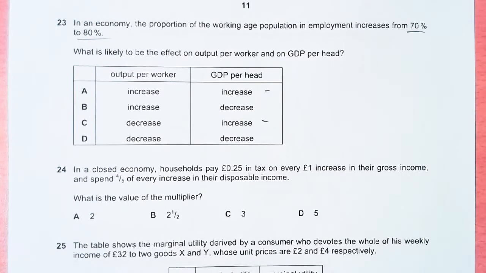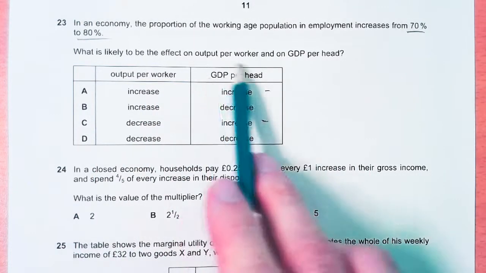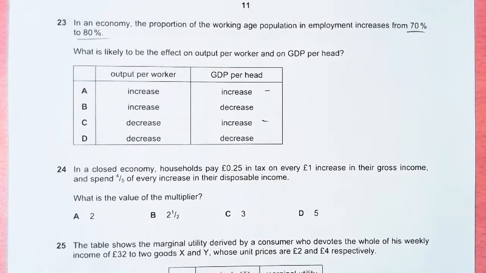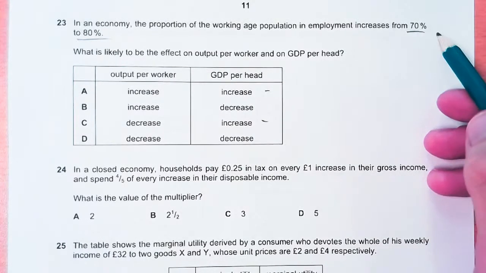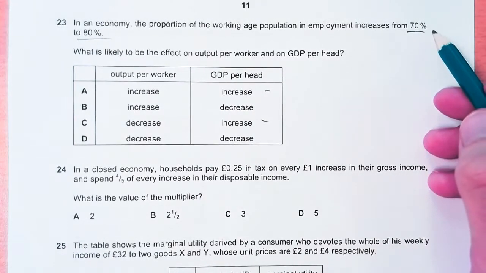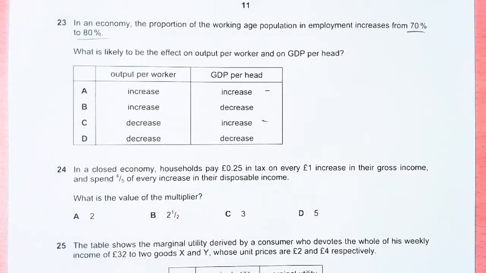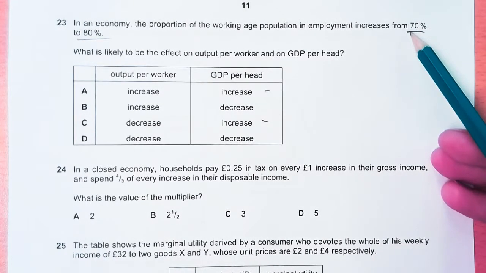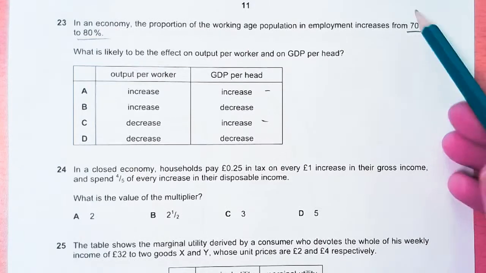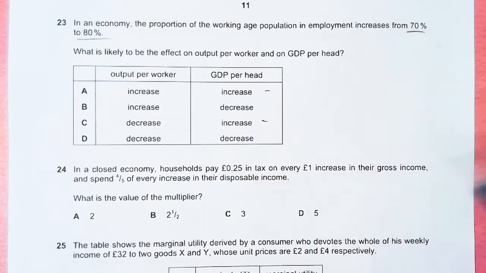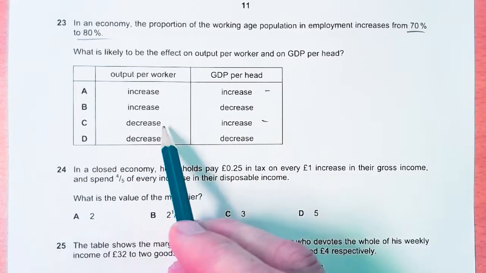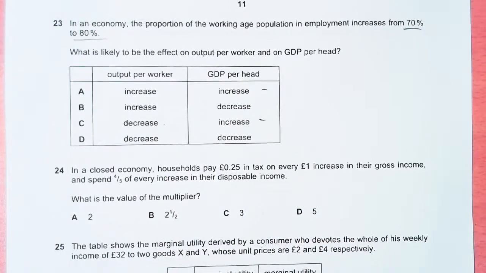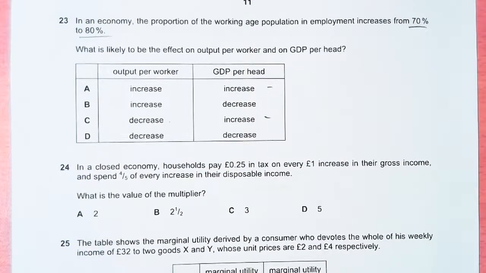What is likely? Now we've got to consider output per worker. So really now we've got to think about the nature of these employees. These employees are going to be, in all likelihood, less economically productive than the first 70% of people that already had jobs. So to that extent, you would expect a decrease in output per worker because you're recruiting less skilled people in all likelihood here.